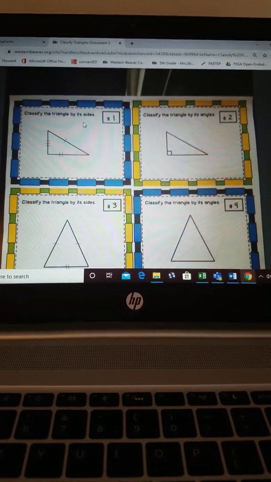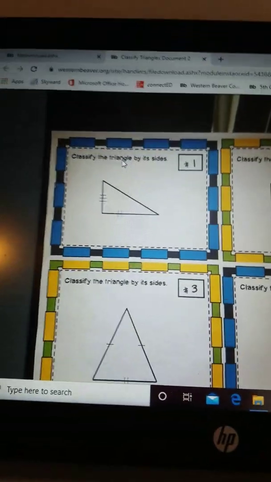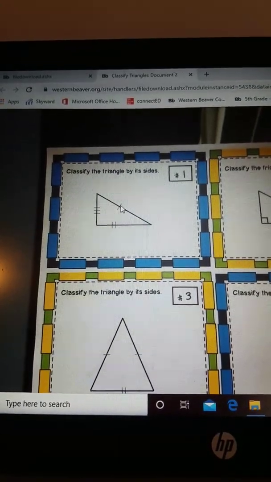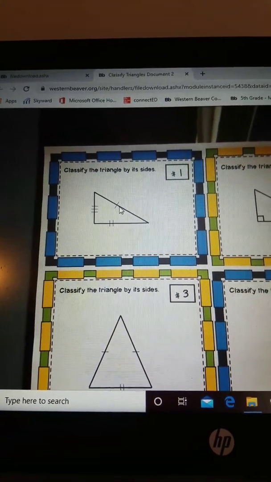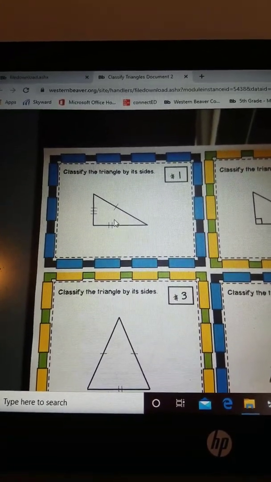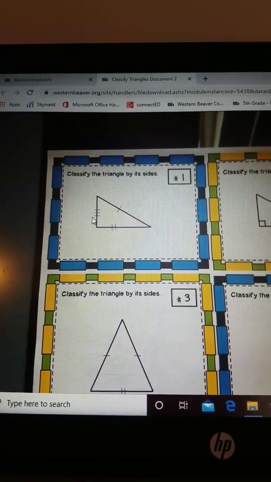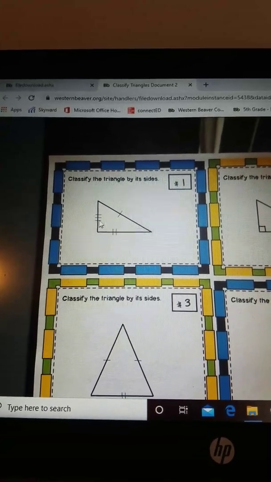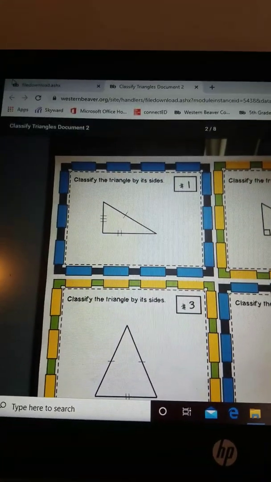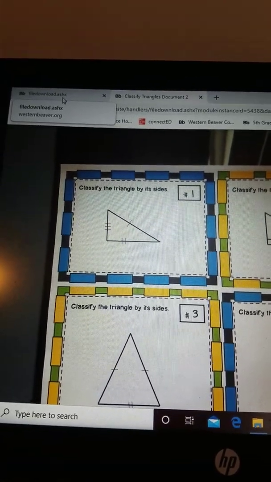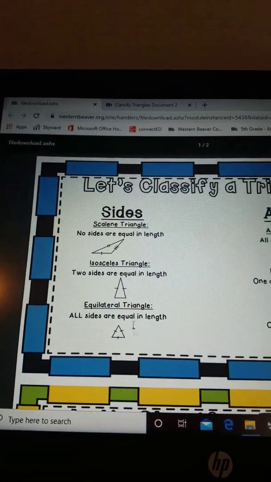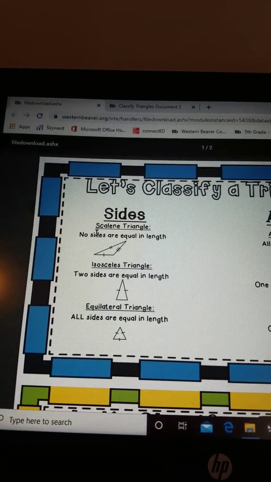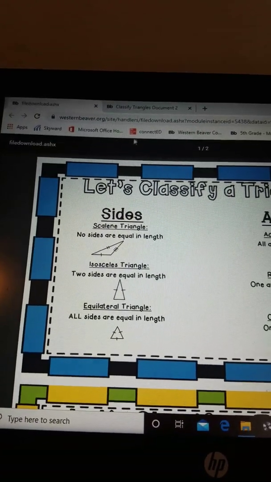So number 1 says, classify the triangle by its sides. And if I look, this has 1 line, this has 2. If it has 1 line and this has 2, that means they're not equal. And this one has 3 lines. So that means this one, and this one are all different lengths. So if I use page 915 or my little resource chart here, no sides are equal in length on a, right here at the top, scalene triangle.